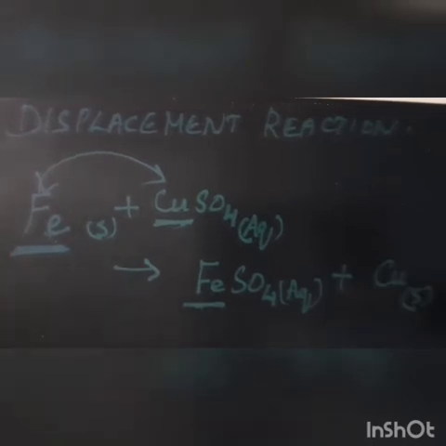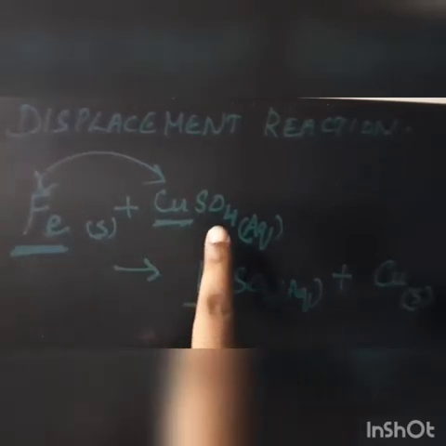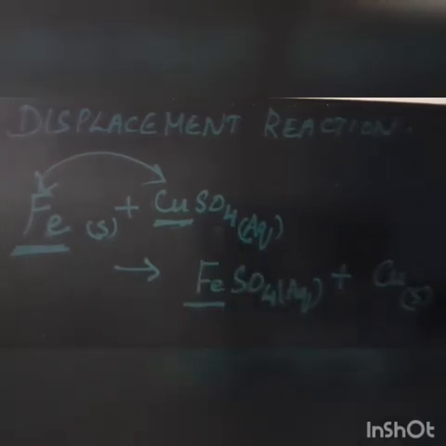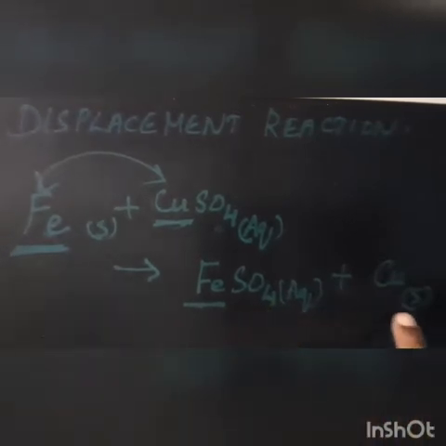This means if you put a nail, which is iron, in copper sulfate solution, you can see rust. FeSO4 is formed and copper gets separated.